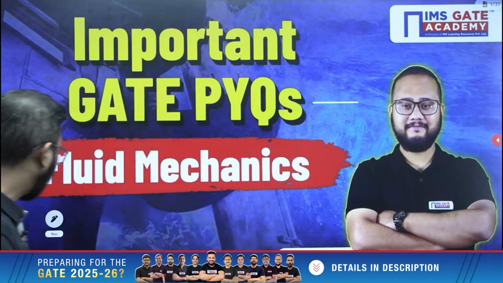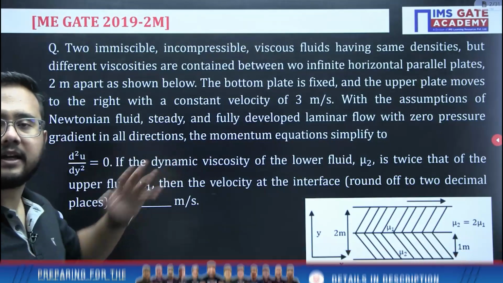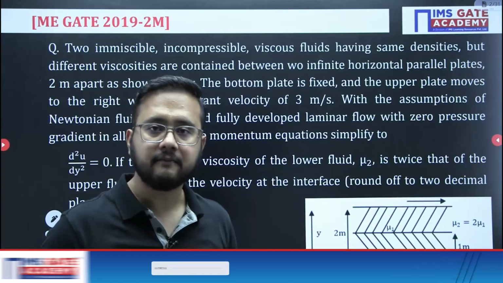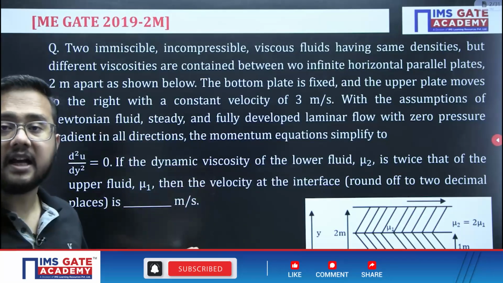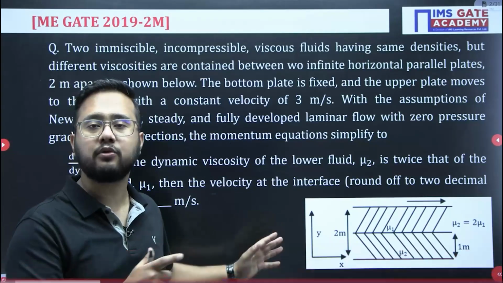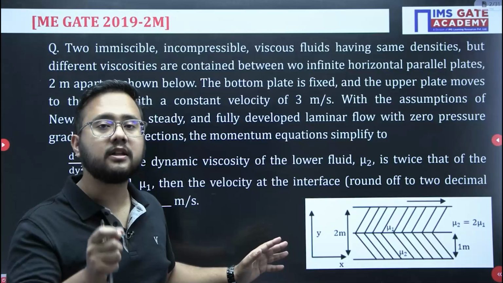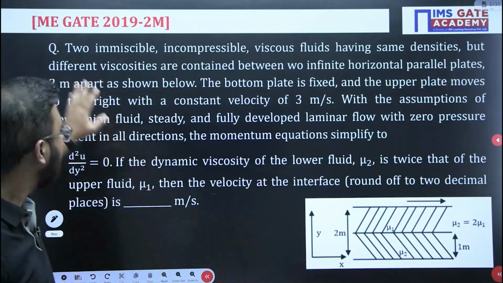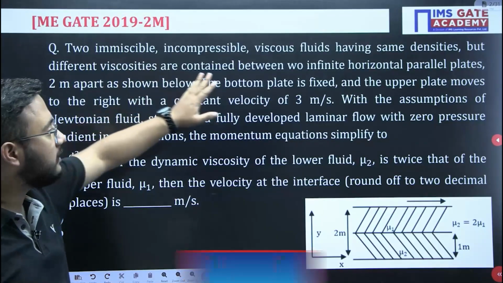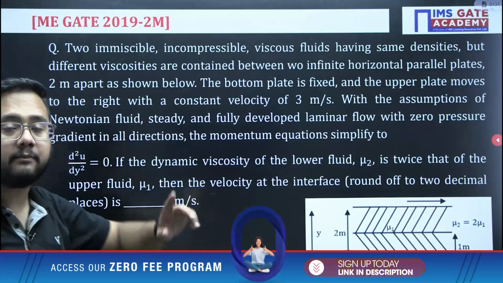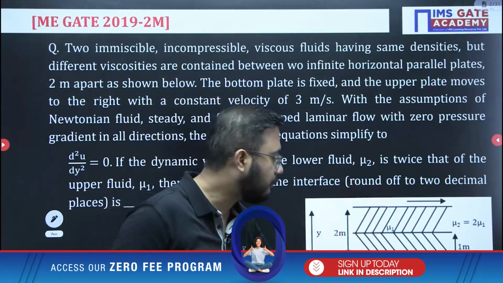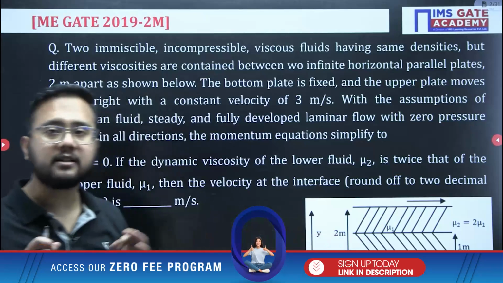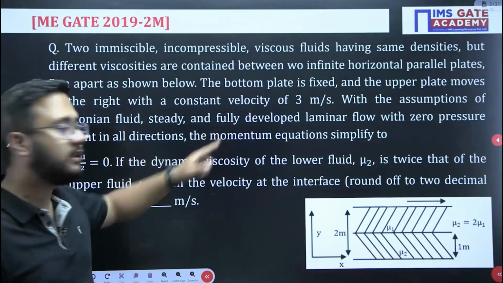We'll start with the problem that came in the mechanical GATE 2019 examination. First of all, we will study the question and understand how to approach such kind of questions. Reading the question is very important. They've mentioned two immiscible incompressible viscous fluids having the same density but different viscosity, mu2 and mu1, contained between two parallel plates. The bottom plate is fixed and the top plate is moving with 3 meters per second speed.